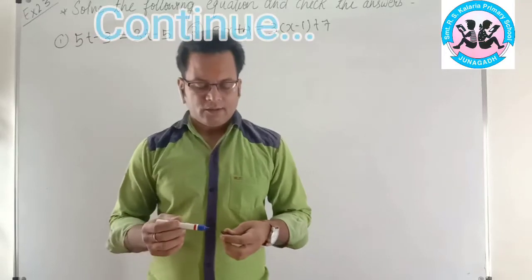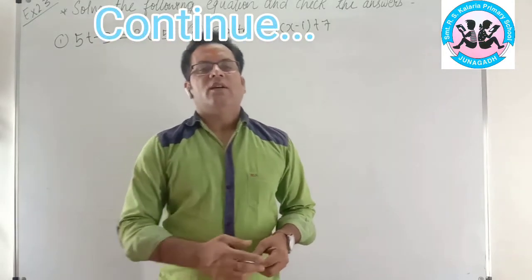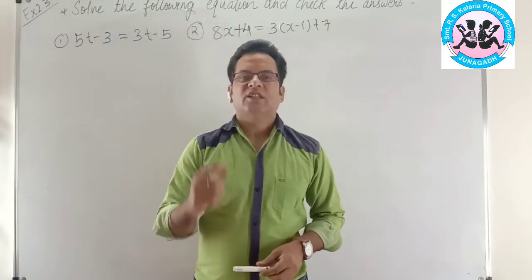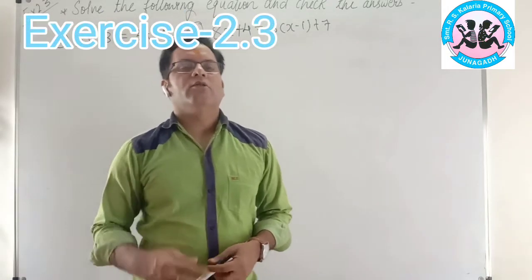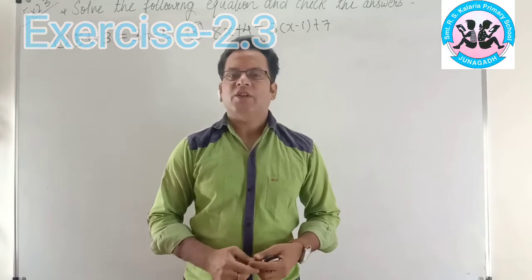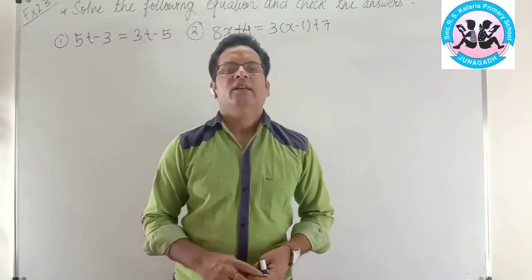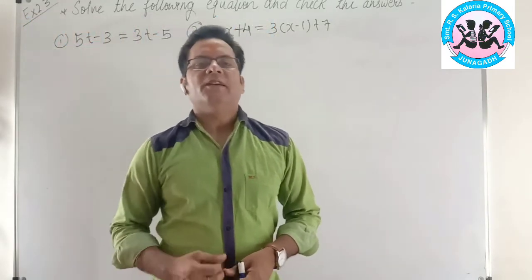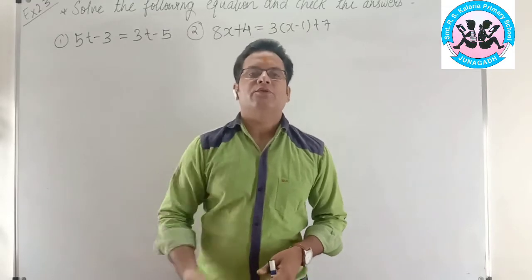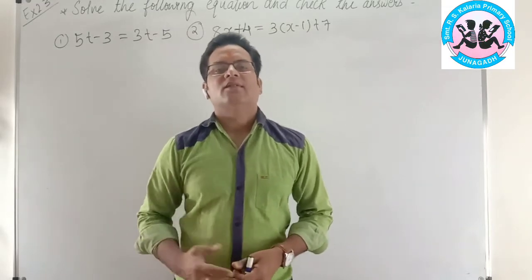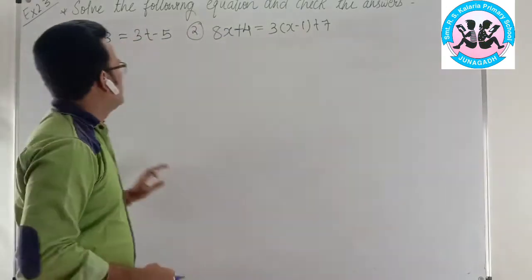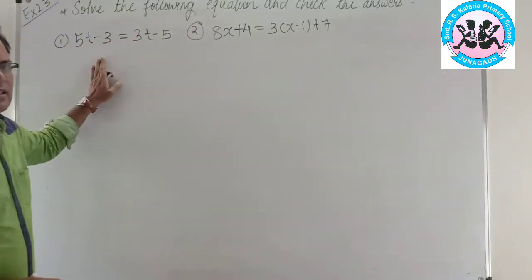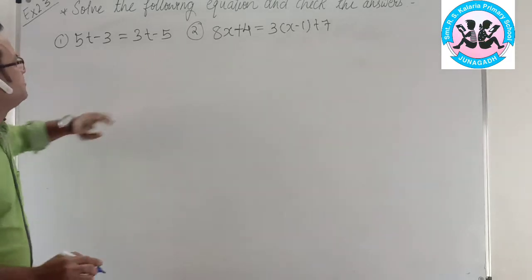Good morning, students. Today we are going to start exercise 2.3, and that is about solving the equation and checking the answer. Check the answer means whenever you get the value of any variable, you have to substitute it in both the sides, LHS and RHS. So let's do it. First of all, 5t minus 3 is equal to 3t minus 5.